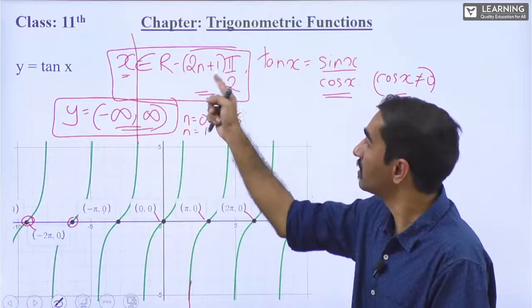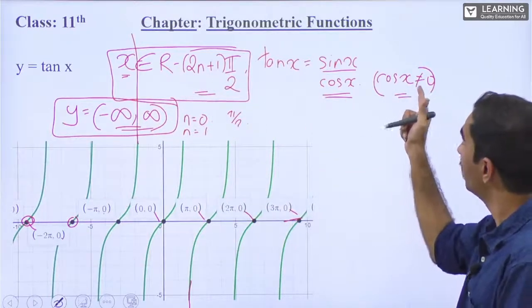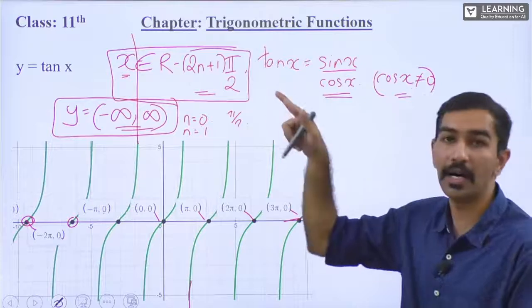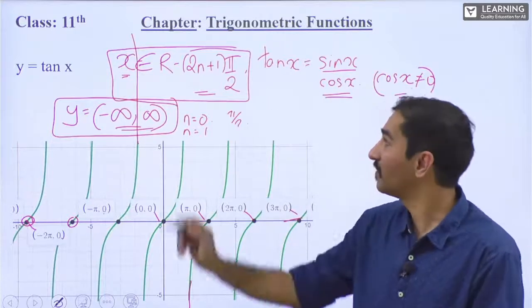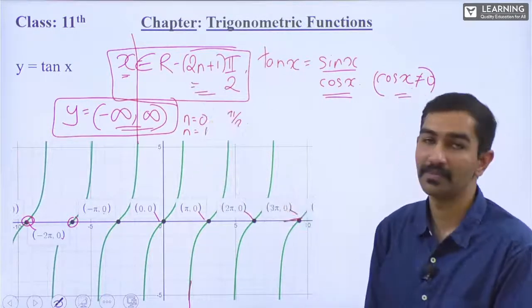Why are we subtracting this? Because we don't need cos x to be 0. If cos x becomes 0, tan x will become undefined. That is the reason we have written the domain like this.